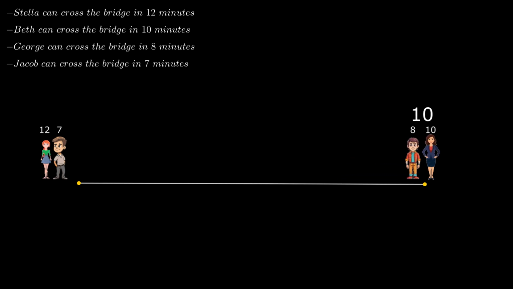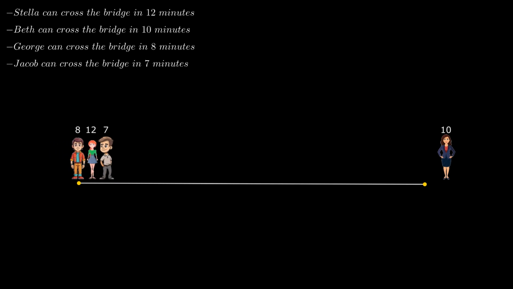Makes sense? And once they get to the other side and one of them comes back, let's say George, he returns to the initial position in 8 minutes with the flashlight. And then Jacob and Stella can cross the bridge, one of them holding the flashlight, in 12 minutes, and so on and so forth. So in order to solve this infamous problem, we'll be utilizing an area of mathematics, a subgenre of combinatorics called graph theory.